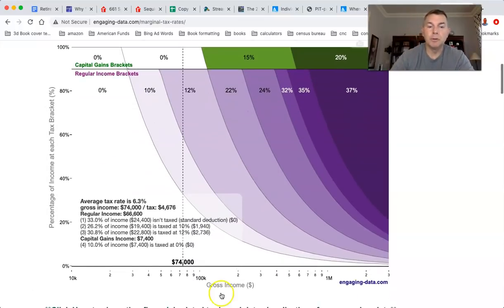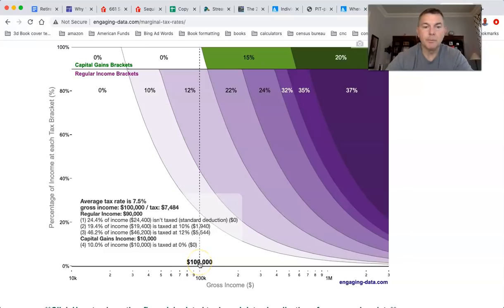All right, so we're going to hover over $100,000: 72, 80, 85, 90, 95, 100. And what you'll see there is our average tax rate, i.e. effective tax rate, is 7.5%. Our regular income is $90,000. 24.4% of our income is not taxed because of the standard deduction. We're married filing jointly. 19.4% of our income is taxed at 10%. 46.2% of our income is taxed at 12%. And our capital gains is 0 because we're still in the 12% tax bracket.